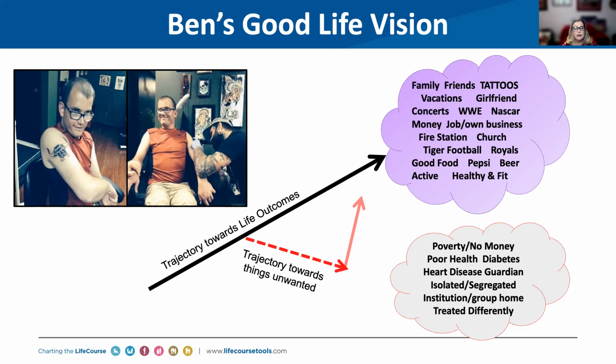And so we know that as Ben's trajectory goes, we want it to go towards all those things in the purple that he wants, right? And we know if it starts moving towards those things that he doesn't want, that we can do things to get it back on track. And so that's why you see that arrow that kind of changes direction there in the red.